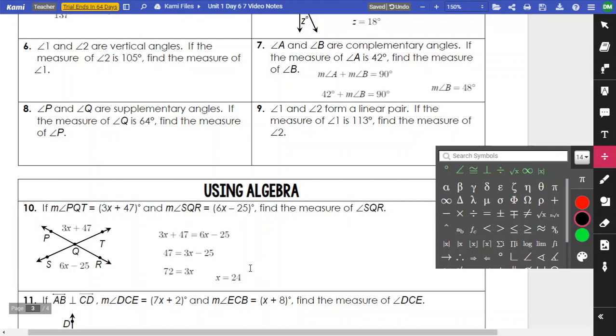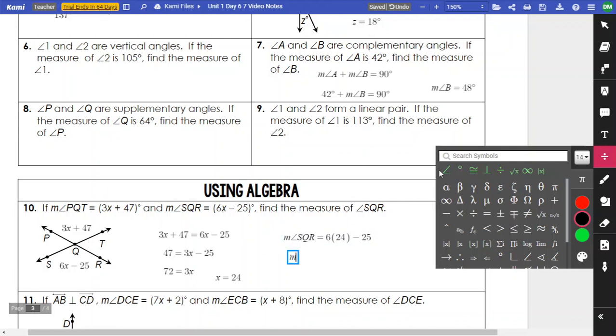But we always need to ask ourselves, are we done? This is asking for the measure of SQR. So to find that measure, we need to substitute 24 back into this expression. So the measure of angle SQR is equal to 6 times 24 minus 25. And you can just do that in your head or punch it in your calculator.